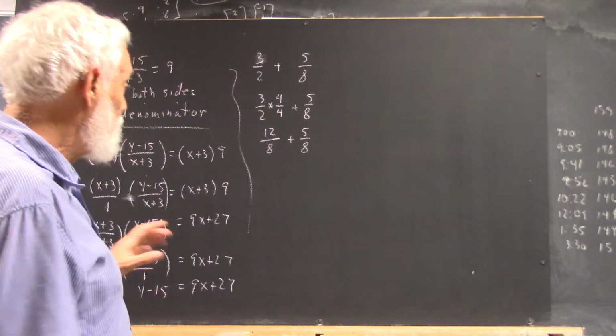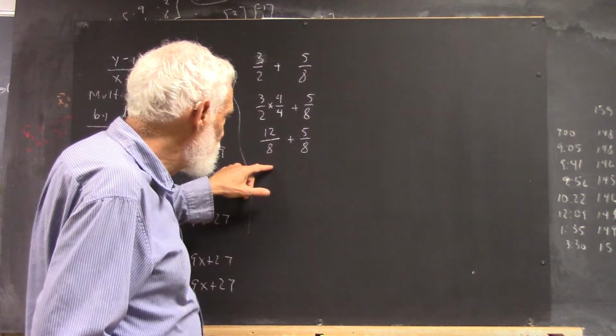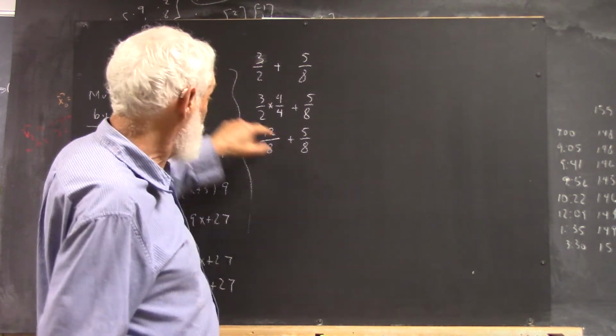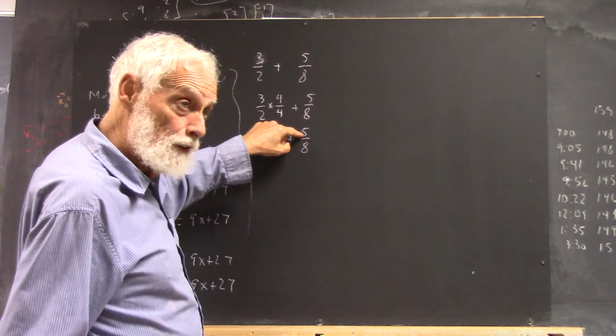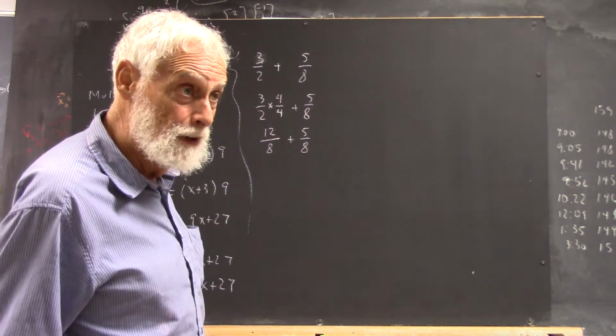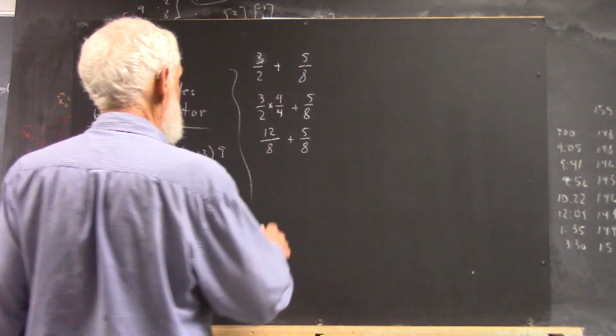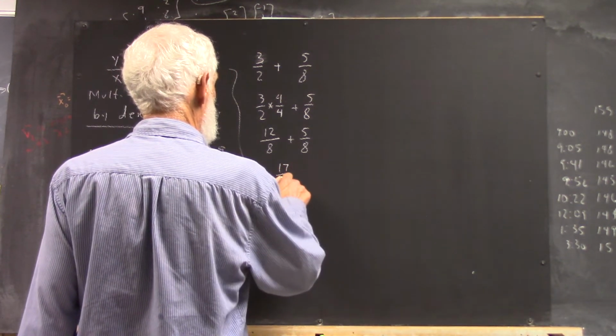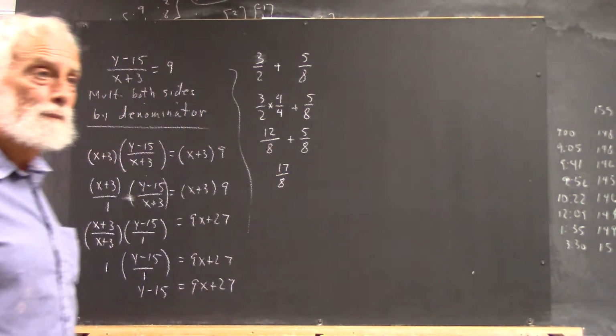Okay, but now it's saying I have this many eighths and this many eighths. I've got 12 of them and I've got 5 of them, which means I've got 17 of them, right? So that's 17 eighths.